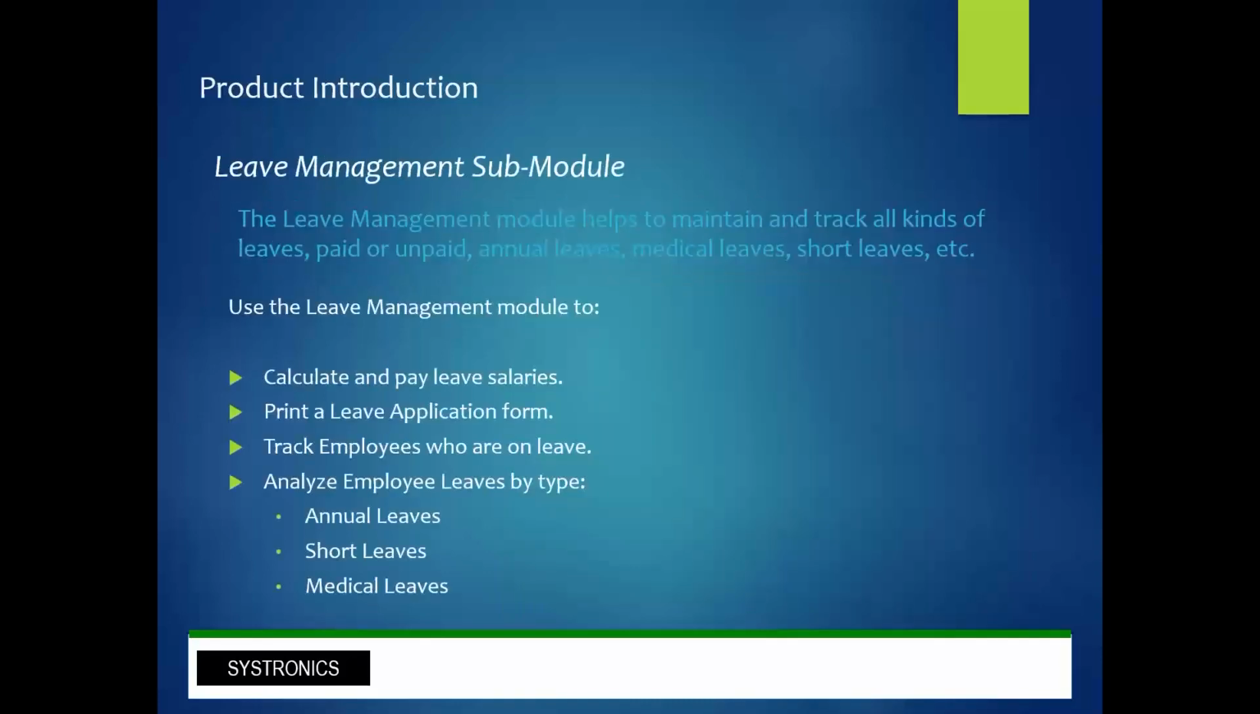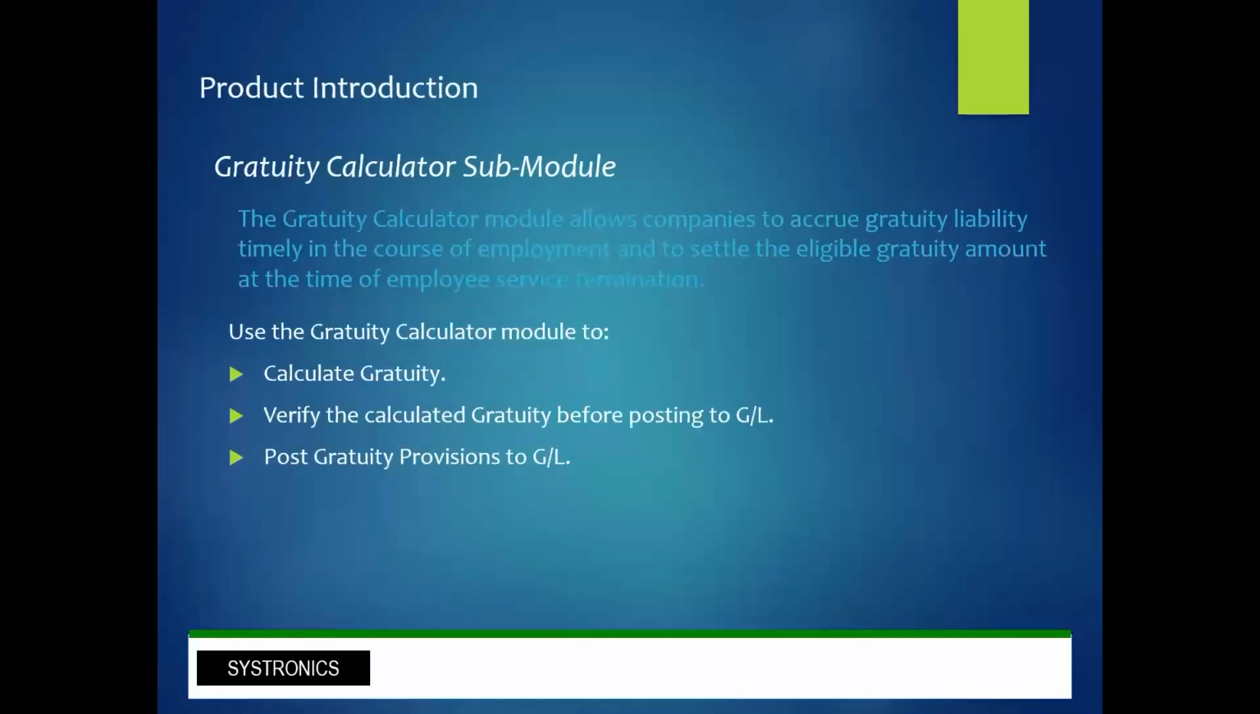Next, we have the leave management module. This submodule tracks various types of leaves, such as paid, unpaid, annual, short, medical, and others. Next, we have the gratuity calculator module, which is designed specifically to accrue gratuity benefits in a timely and accurate manner. You can use this module to calculate the gratuity and verify the calculated gratuity before posting to the GL. You can print the report, make sure that everything is clear and concise, and then post the gratuity and provision in the GL.